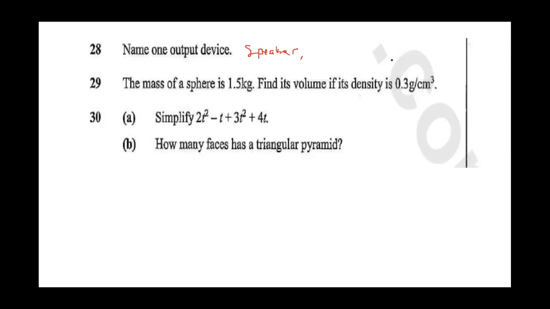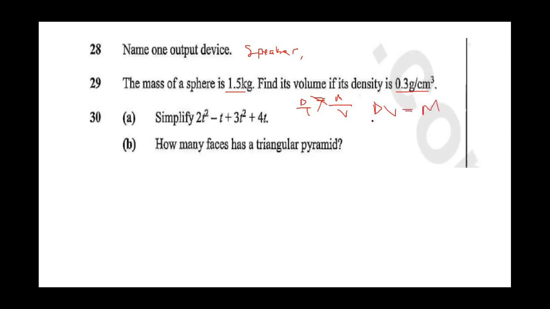The mass of a sphere is 1.5 kg. Find its volume if its density is 0.3 grams per cubic centimeter. All right, now we know we need to find its volume. So we know that density is equal to mass over volume. If we do this, we're going to have something like D V is equal to M.